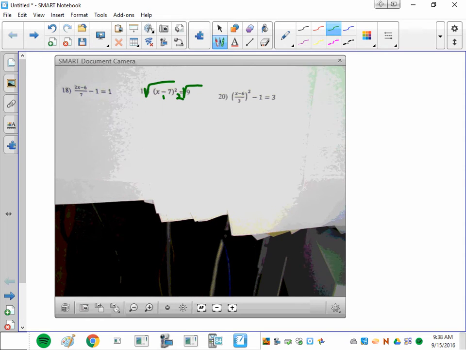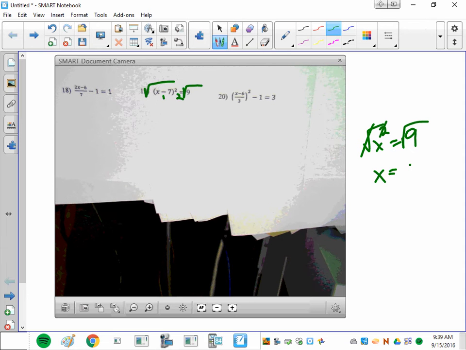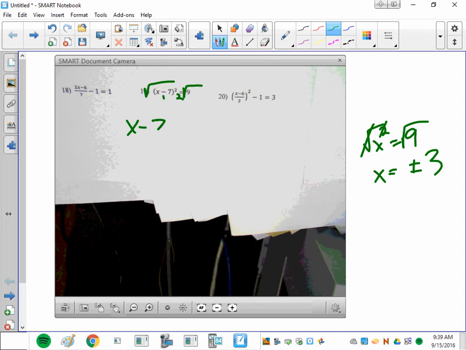But there's a trick. If I had x squared equals 9, how many answers are there for that equation? 3 certainly works. Is there another one that you can multiply by itself and still get +9? -3. So whenever you square root a variable squared, the answer has 2 parts, plus or minus 3. So over here, I'm left with x minus 7 equals plus or minus 3.